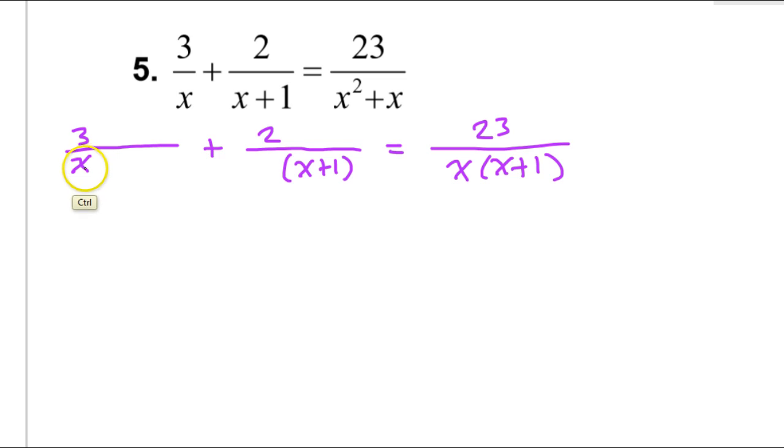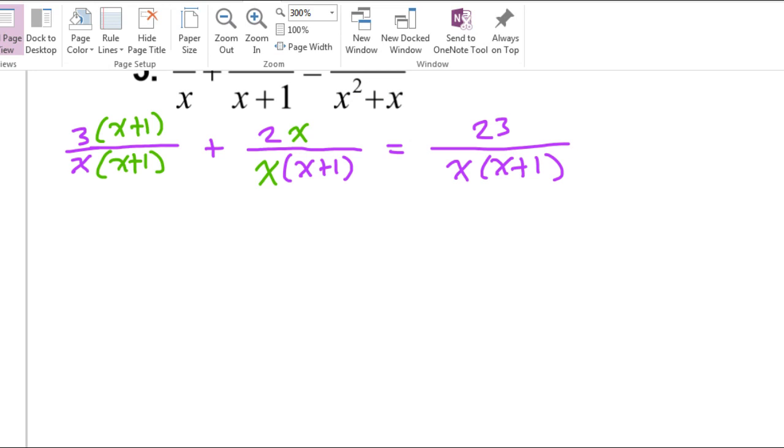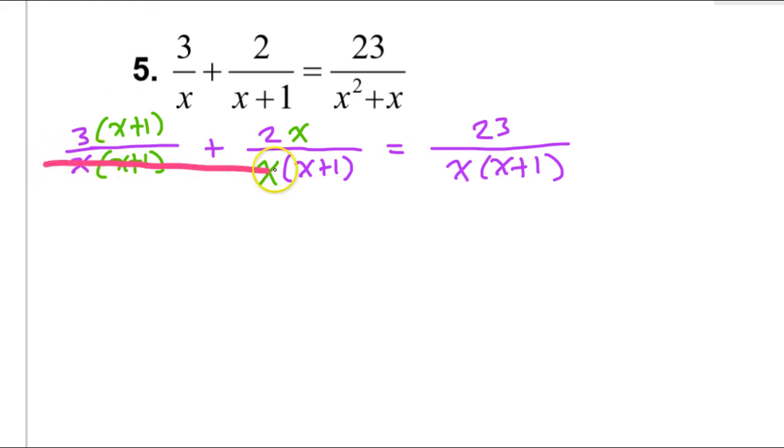Well, this denominator has an x, but the other denominator has an x plus 1. So that means I have to give the first denominator an x plus 1. But I have to put it in the numerator as well. Now, the first denominator has an x. The second denominator does not. So I'm going to have to give it the x that it's missing, and I have to put it in the numerator as well. The third denominator already has both x and x plus 1, so it needs nothing. Once you have like denominators, you can cancel out the denominators and still have a valid equation.